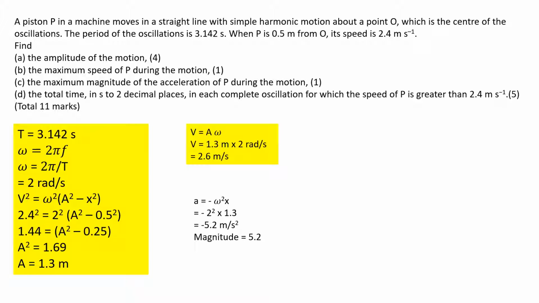Part C, the maximum magnitude of the acceleration of P during the motion. So the equation for SHM, a is equal to minus omega squared x, where a is the acceleration, omega is the angular velocity, and x is the displacement. So we've worked out omega was 2, and x is the maximum displacement. In this case, it's amplitude. So it is minus 2 squared times 1.3, and you get 5.2.